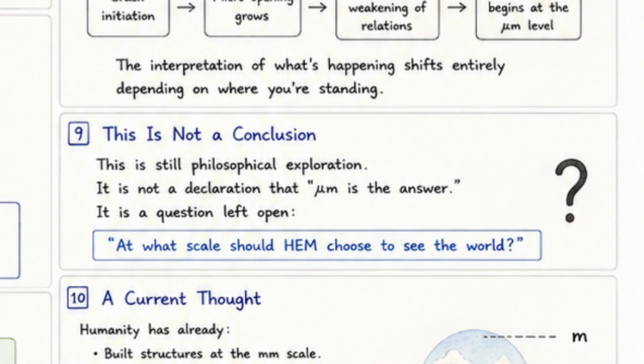This is not a conclusion. It is not a declaration that the micrometer scale is the answer. Instead, it leaves an open question. At what scale should HEM choose to see the world? The search for that answer continues.